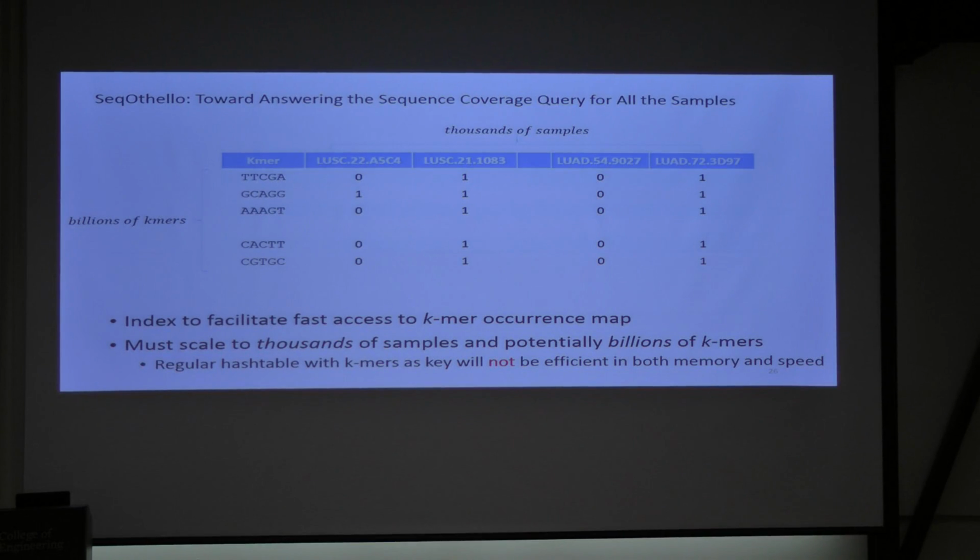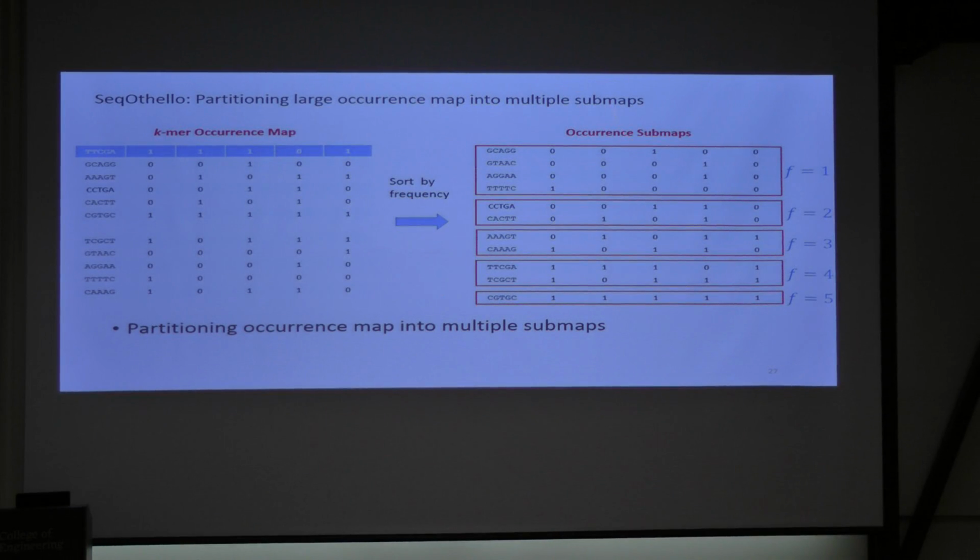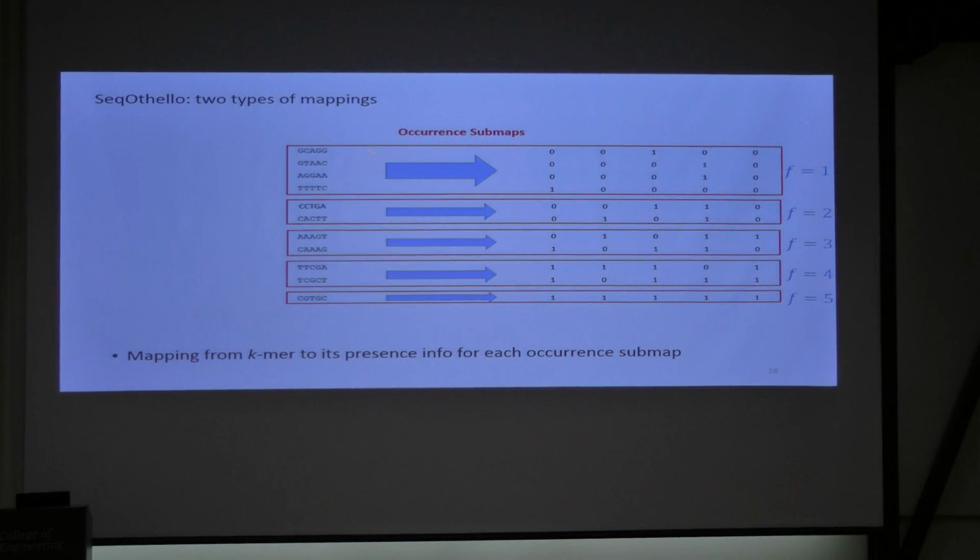And so our solution is using the hashing structure developed by Ye, still L0, to support our query. But before that, we first need to partition the large occurrence map into multiple submaps based on their frequencies. And for each occurrence submap, we use L0 to build a mapping between these k-mers and their presence information in all those data sets. And we also use L0 to build a mapping between these k-mers and their corresponding occurrence submap.